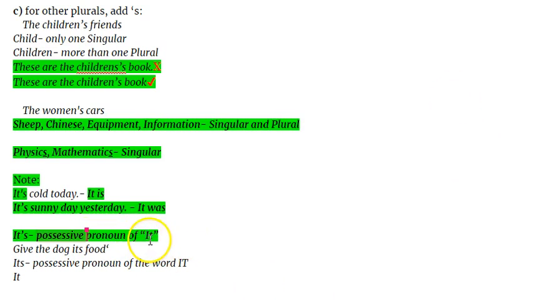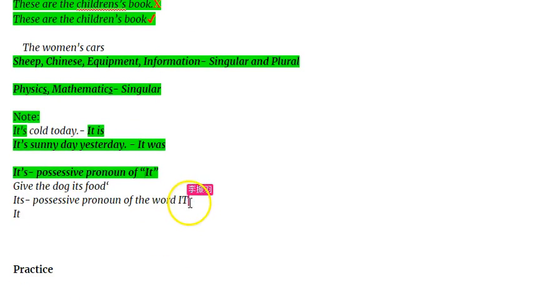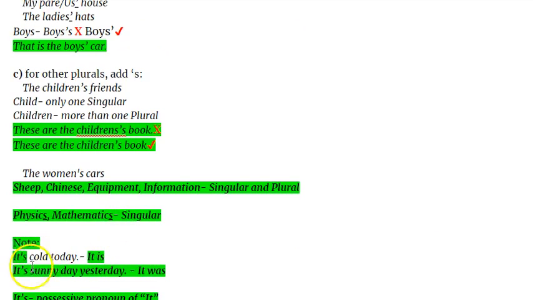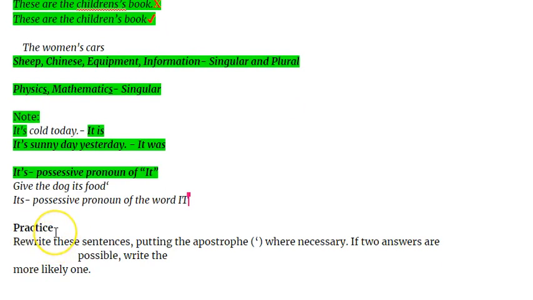Possessive pronoun is the one that we're talking about right now, the one that we're studying. Joe's, the boys', James's dogs, something like that. And if we are referring to the word it, it's its. It is. Okay, clear? Or if you have questions, don't hesitate to ask me.